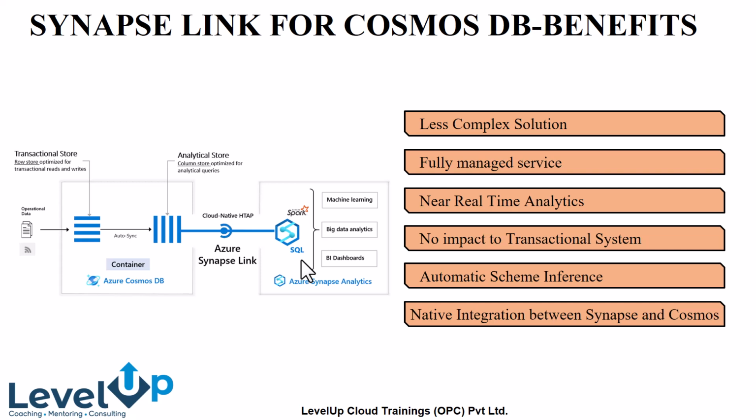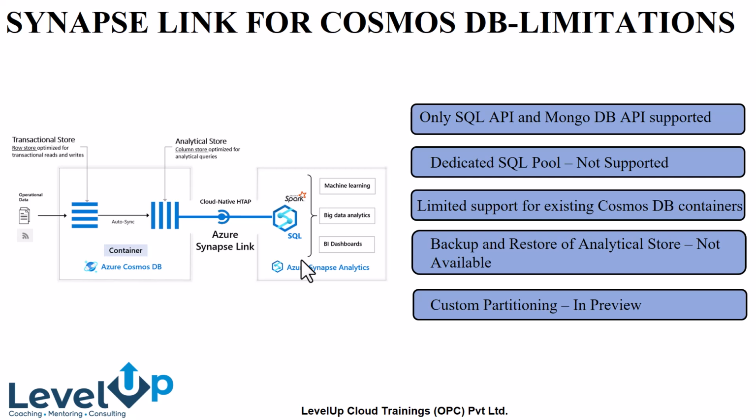And there are also some limitations. What are the limitations? On Cosmos DB, we have a lot of APIs: SQL API, Cassandra API, MongoDB API, Gremlin API, and others. As of now, only the SQL and MongoDB APIs are supported. Others are not supported. It only supports the serverless SQL pool to run queries. Dedicated SQL pool is not supported.